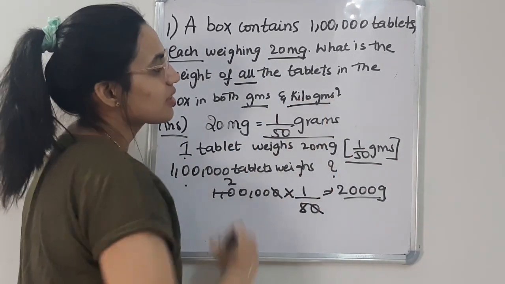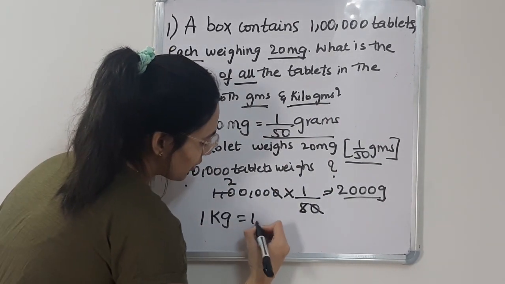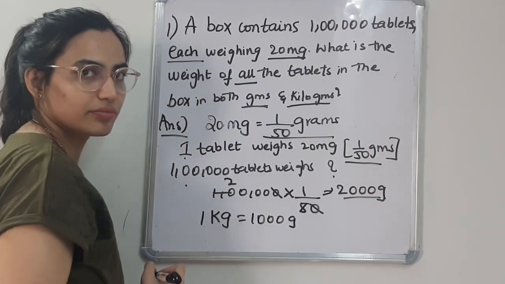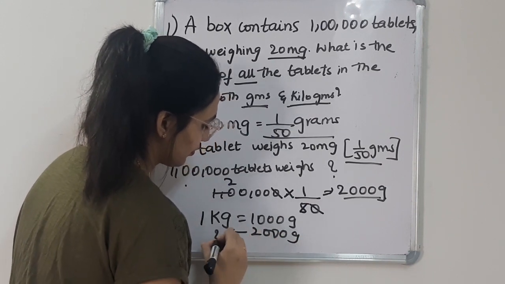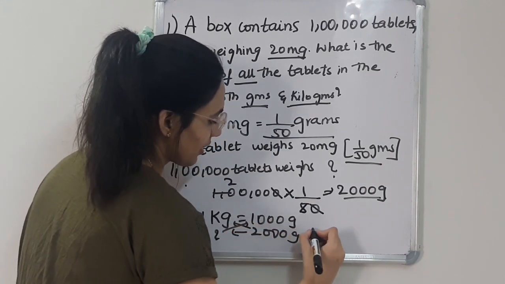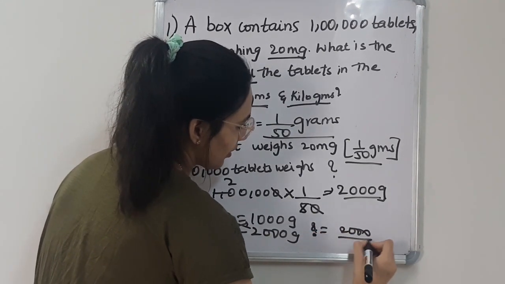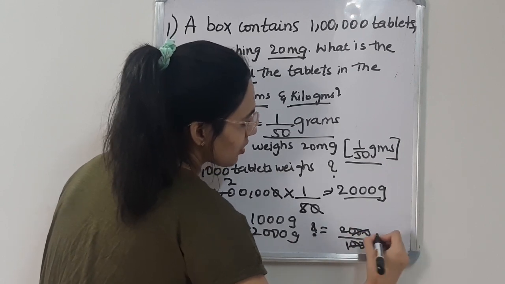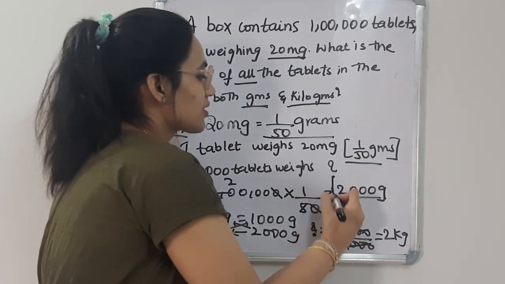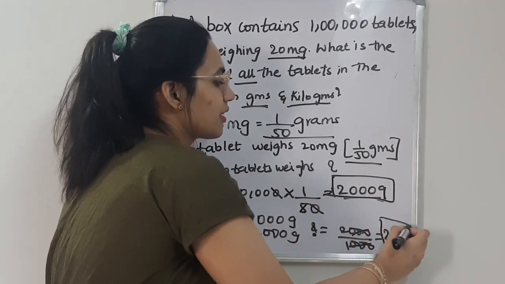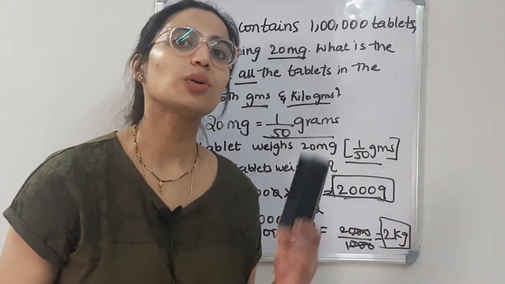Now, he also asked in kilograms. You know that 1 kilogram is equal to 1000 grams. Right? Now, what is 2000 grams? You can cross multiply, and just say question mark. It's 2000 by 1000 is equal to 2 kilograms. Right? So the answer is 2000 grams and 2 kilograms. This is how you convert from one unit to another.